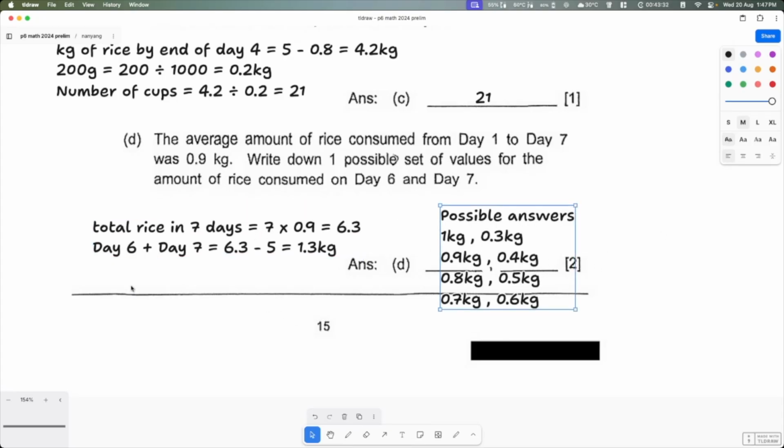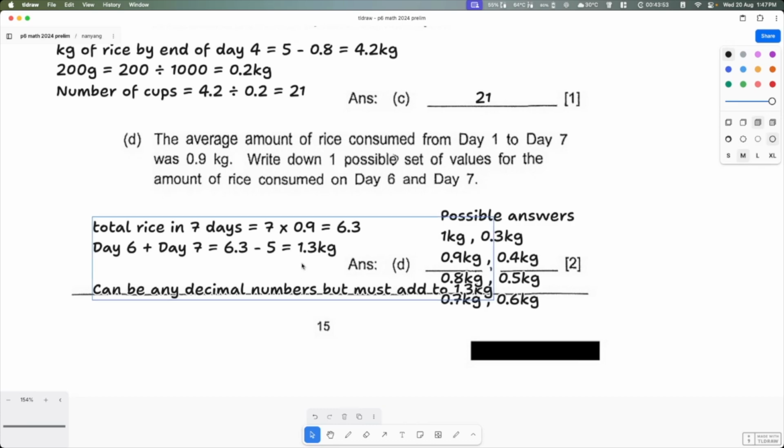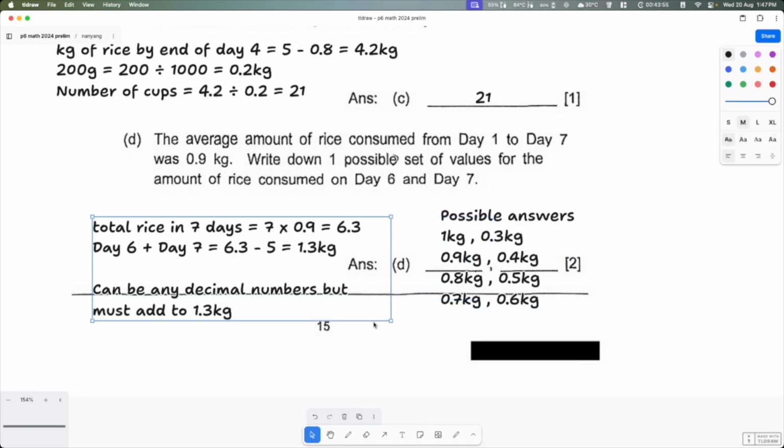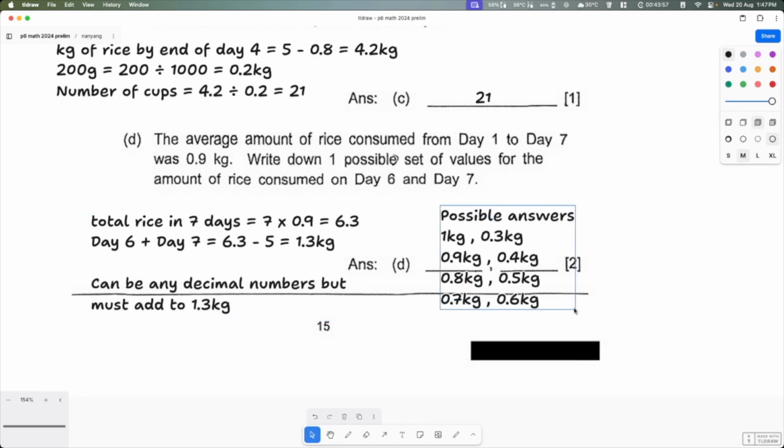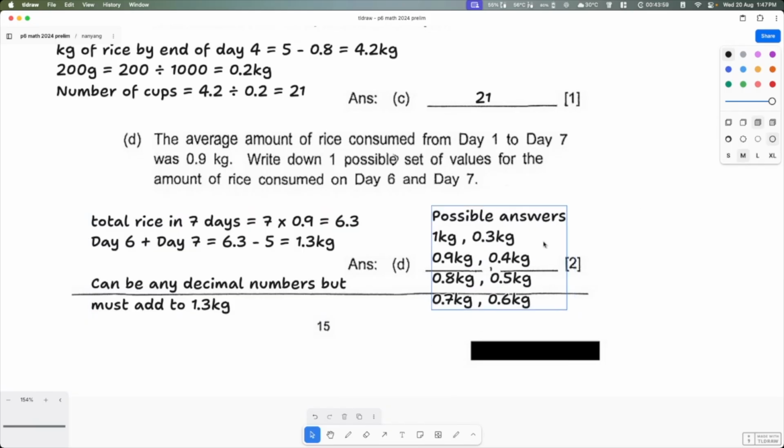Just make sure they can be any decimal numbers, but must add to 1.3 kg. So this is how it looks, basically. For possible answers, you can do whatever combination you want. All right, that's it.